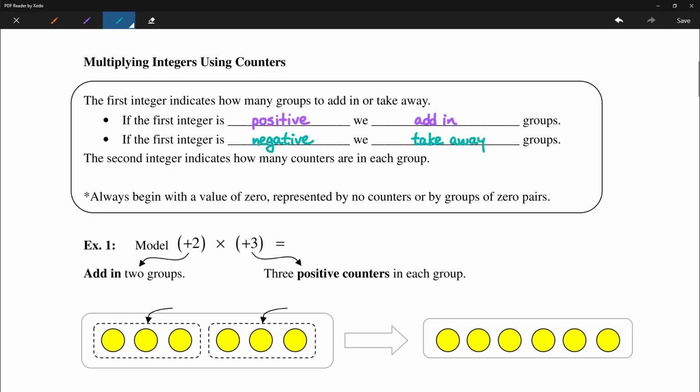Okay, so here we have our first example. We have +2 multiplied by +3. So we add in two groups, and each group contains three positive counters, for a total of +6.